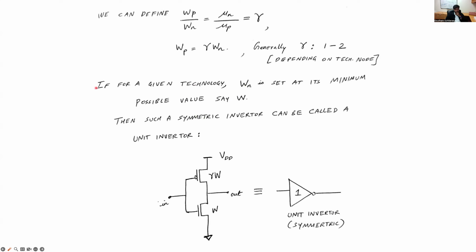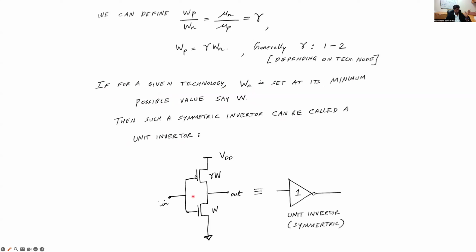Now, remember that we always want these things to operate as fast as possible. So we have set the channel length of the NMOS equal to the channel length of the PMOS, which is equal to the minimum length possible in that technology, say 22 nanometers. If for a given technology the width of the NMOS is set at its minimum possible value, say W, then such a symmetric inverter can be called a unit inverter. So the unit inverter is the smallest inverter that can be formed in a given technology.